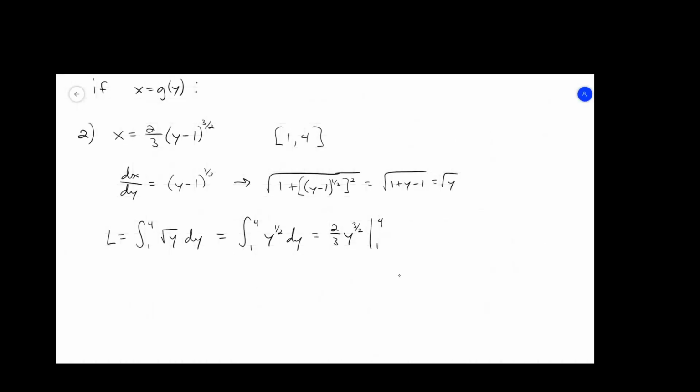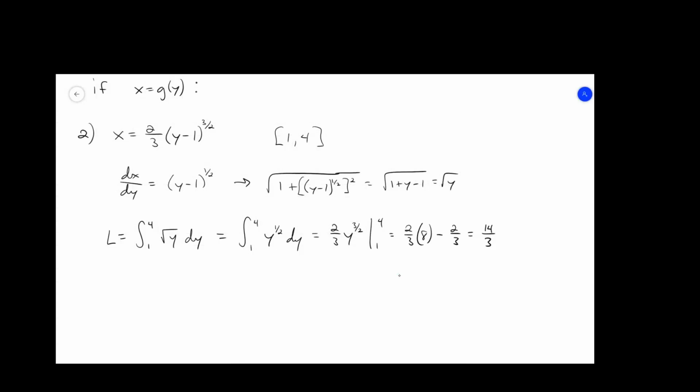If I plug in 4 there, I'm going to get 2/3, let's see, 4 to the 3/2, that's the square root of 4, which is 2, to the third power is 8, so I'm going to get an 8 there. And then minus, plugging in 1, I just get 2/3. So that's 16/3 minus 2/3, that's 14/3.